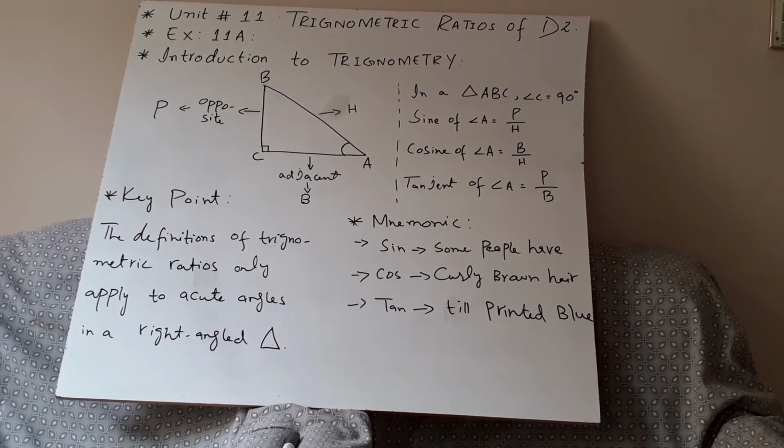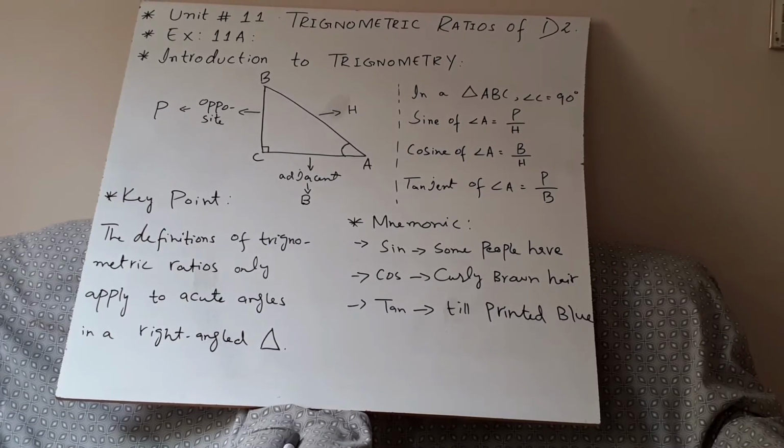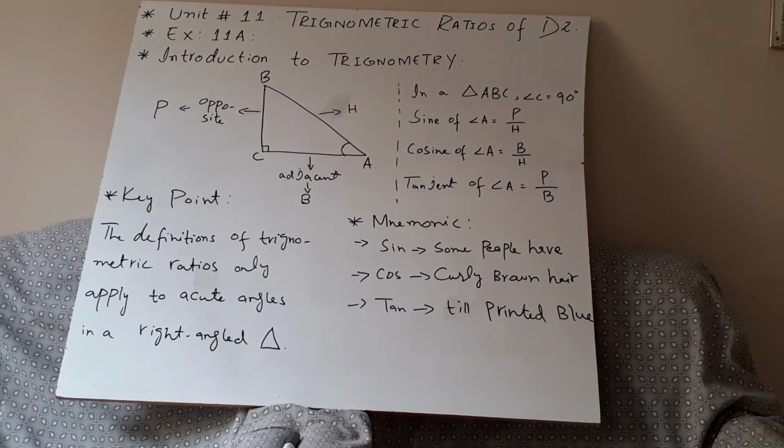After this, you can see in triangle ABC, angle C is at 90 degrees. So if I say sine, S-I-N-E, sine of angle A, angle A is the acute angle we are talking about. Sine of angle A equals P over H. P is perpendicular, meaning BC, divided by H, the hypotenuse. So sine of angle A is defined as perpendicular upon hypotenuse.